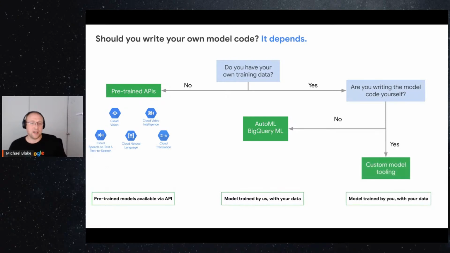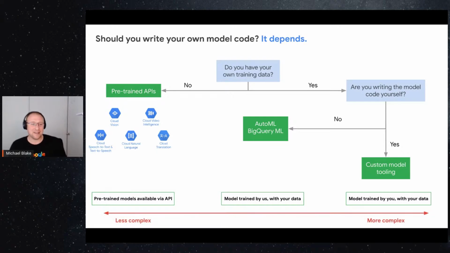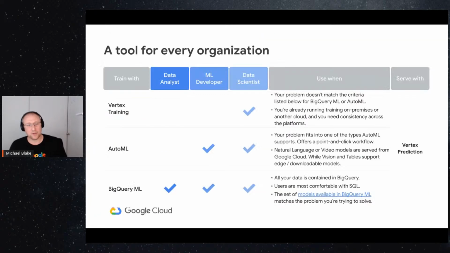And then the fully custom approach is, yes, I have my own data. I want to build the model, code the model myself. And that's where all of this custom model tuning comes in. That's where the machine learning model is trained by you, with your data. And then again, on the left-hand side, it's obviously less complex. On the right-hand side, more complex. And there's a slightly different view on that as well.